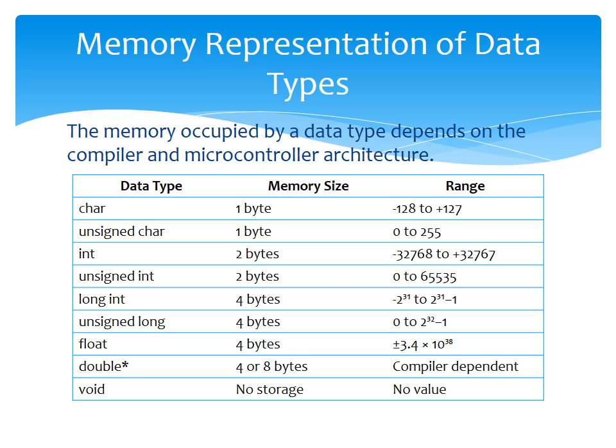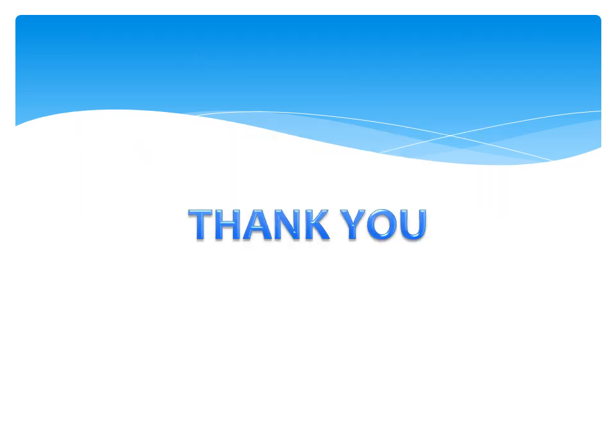So minus 2 power 31 to 2 power 31 minus 1. Similarly unsigned long takes 4 bytes, 0 to 2 power 32 minus 1. Float also takes 4 bytes, plus or minus 3.4 into 10 to the power of 38. Double is compiler dependent, and void is just a null value, so you don't have any storage or value there. Thank you.